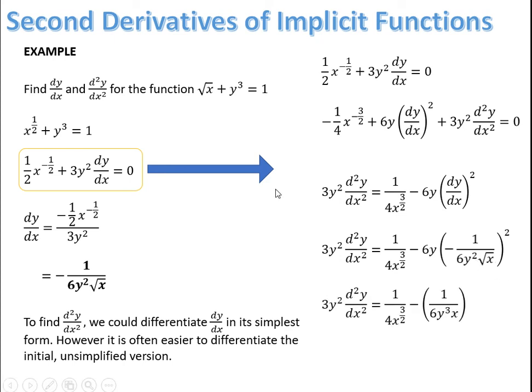This bit I've not touched, leaving the 3y squared where it is. I'm going to do this bit first. When I square this, it just becomes 1, and bear in mind that the minus disappears, over 36y to the power of 4x. And when I times it by 6y, it simplifies to 1 over 6y cubed x. All I need to do at the end of this is divide by 3y squared.